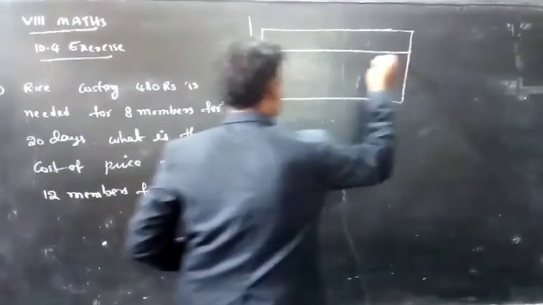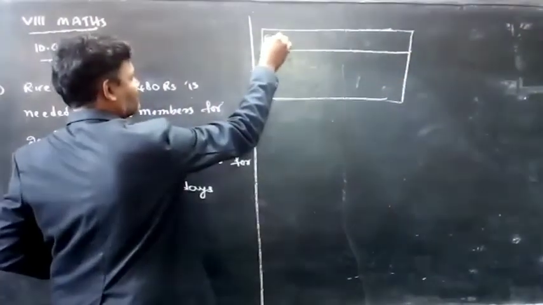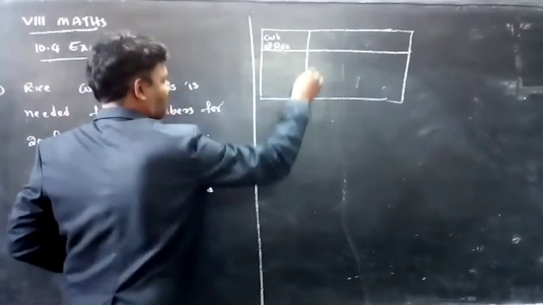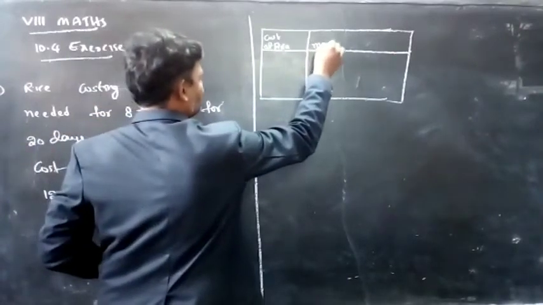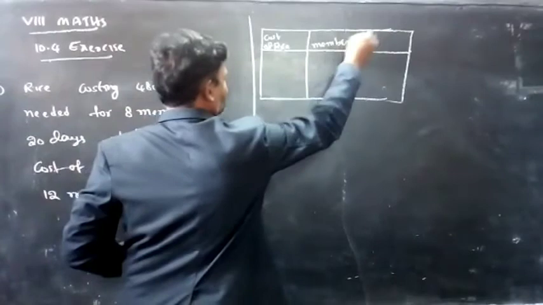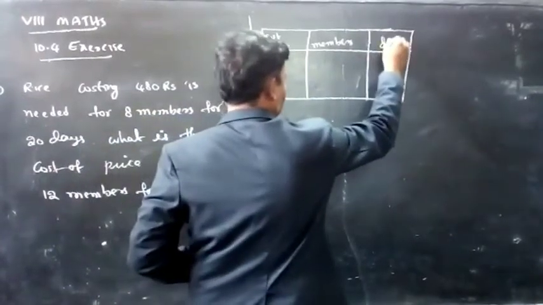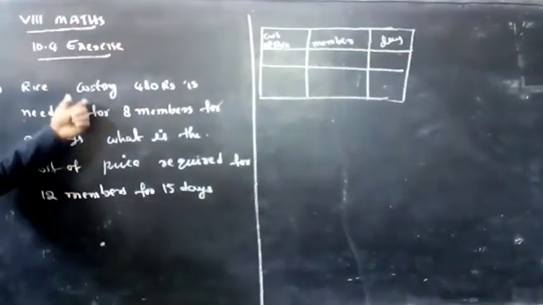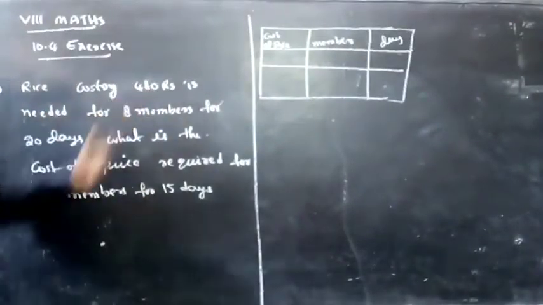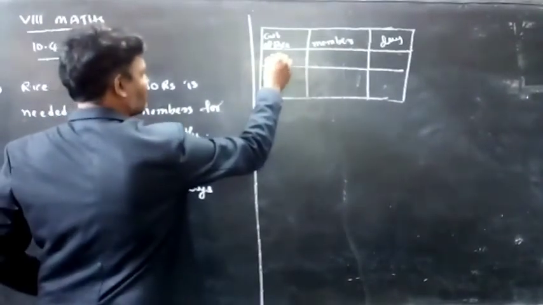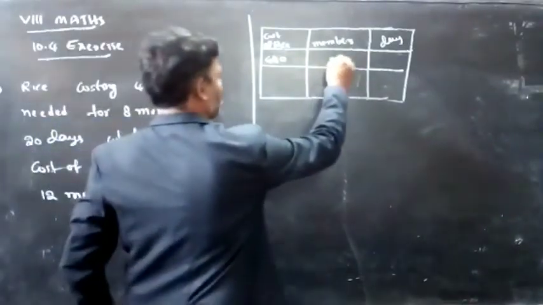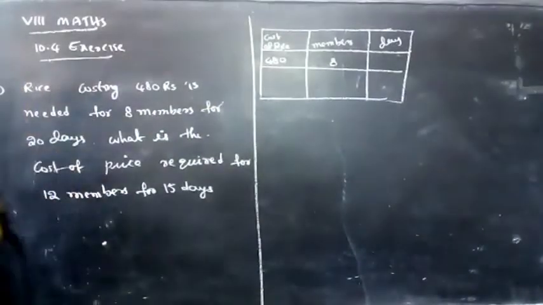Here, what are the terms? First, cost of rice. Second, members. And third, days. In case 1, what is the cost of the rice? 480 rupees. For how many members? 8 members. And for how many days? 20 days.